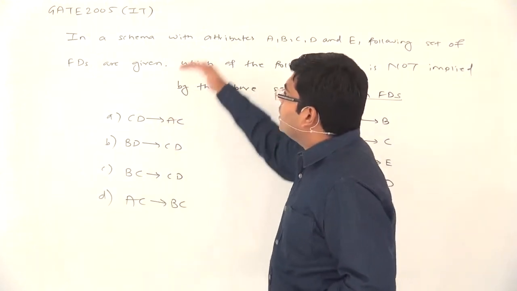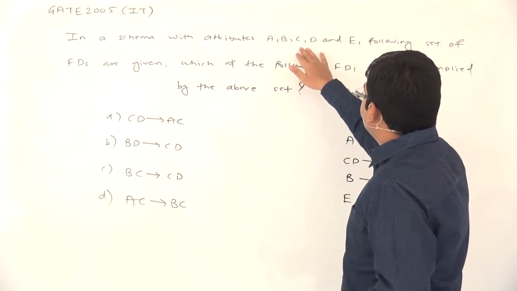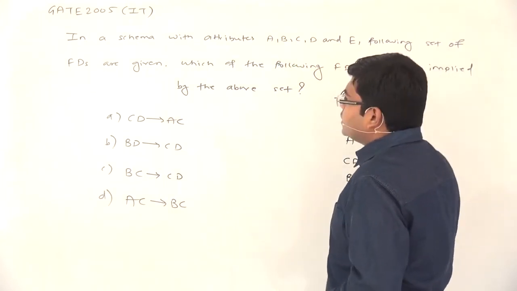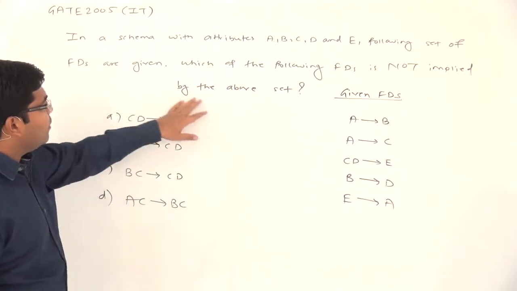Solve a question from GATE 2005 IT. The question is, in a schema with attributes A, B, C, D and E, a following set of FDs are given. Which of the following FDs is not implied by the above set?